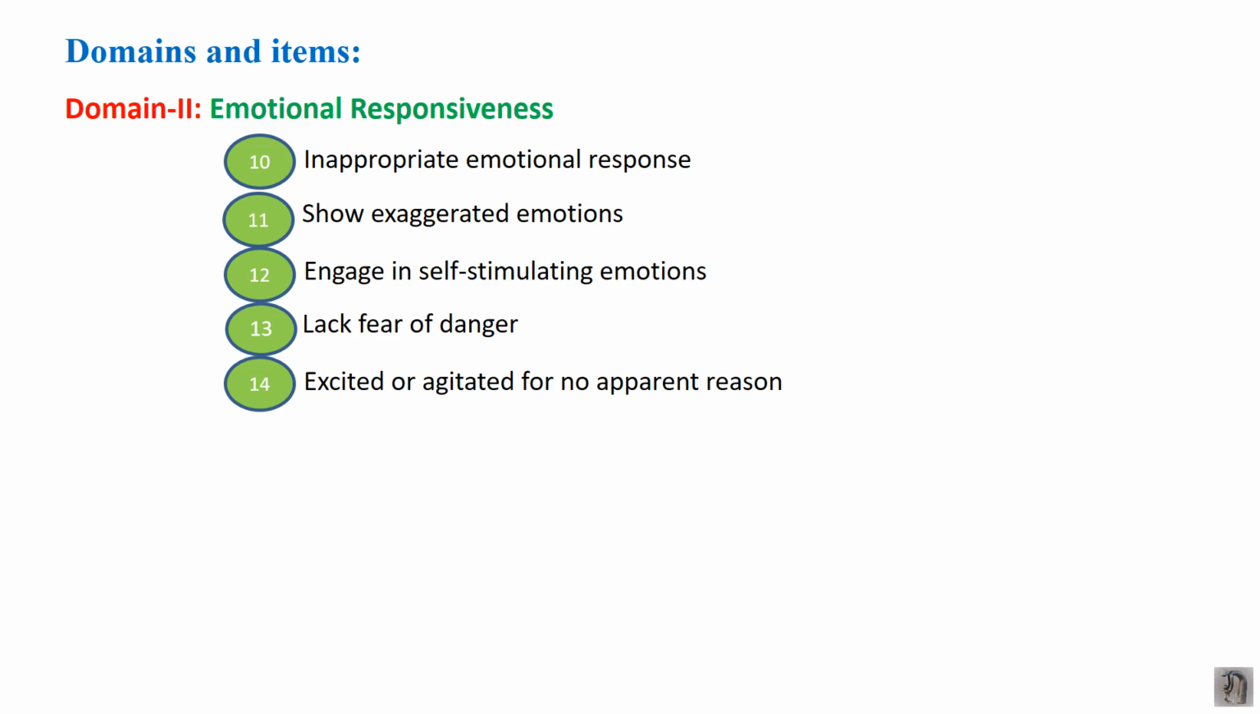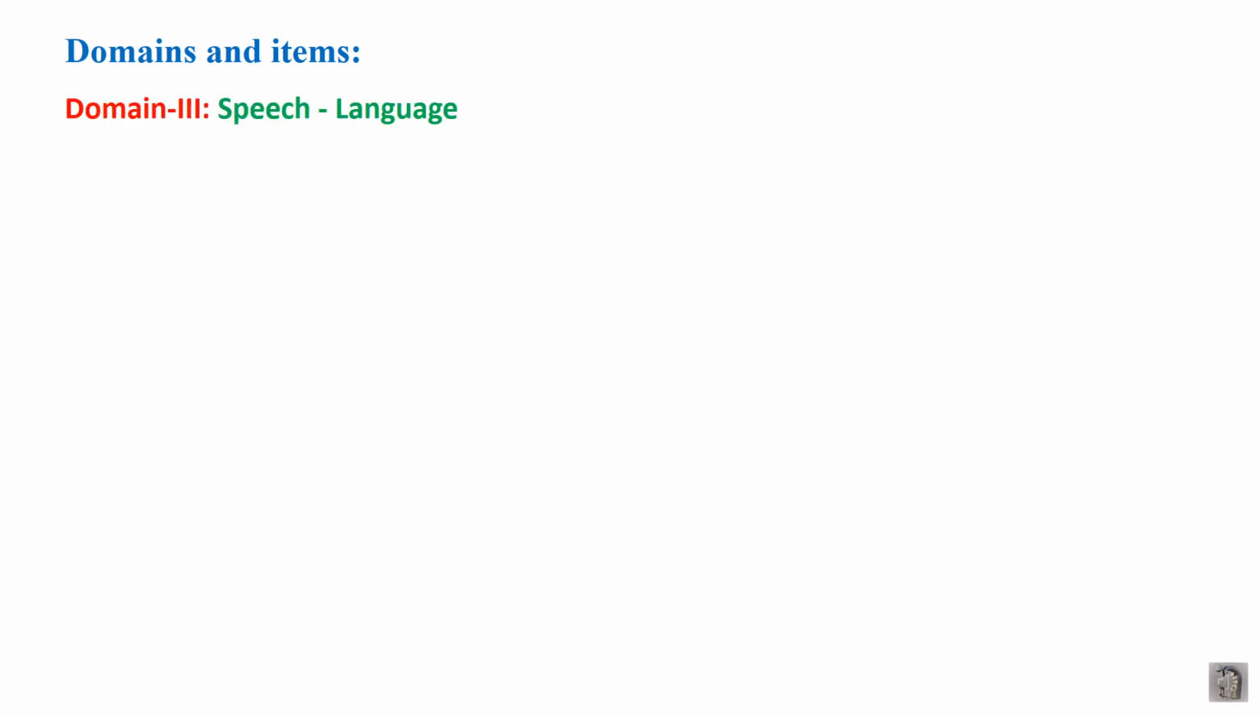So let us go to the third domain, which is about speech, language, and communication. So here, acquired speech and lost. That means at some point in age, the child was talking and then subsequently lost it. That's why 50% of autistic children may be non-verbal. They do not speak because of that.